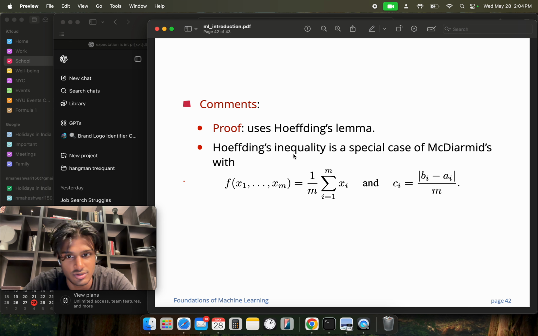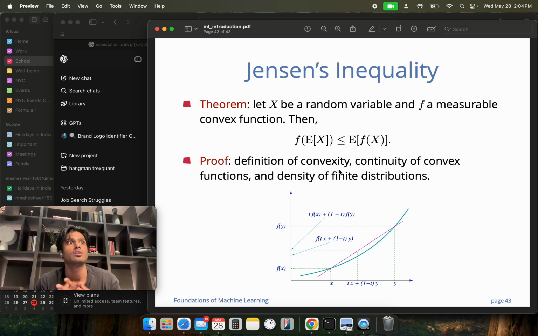That's Jensen's inequality. It's going to be useful because we are trying to make sure all of our loss functions are convex. That way we can use convex optimization and Jensen's inequality.